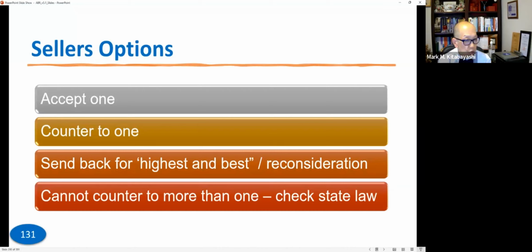In the state of Washington, you can counter more than one. But it depends on which state in the US; the laws are different. Usually what happens is, with multiple offers, they say to all the buyers, we'll give you until 9 p.m. tonight to come back with the best and highest offer that you have, so that we can re-evaluate and reconsider all the offers. That usually happens: best and highest.